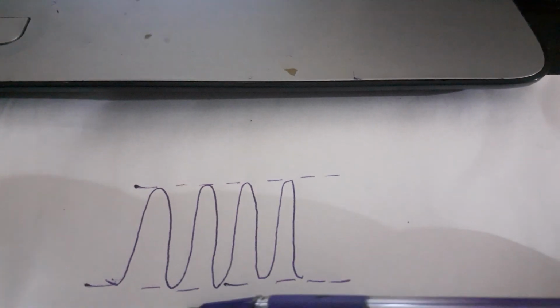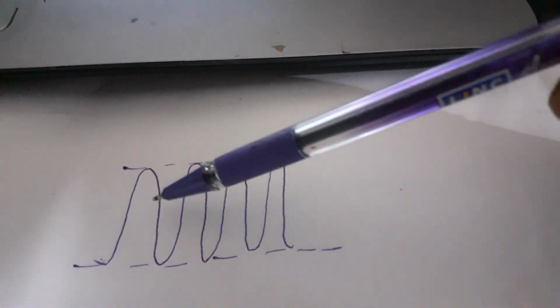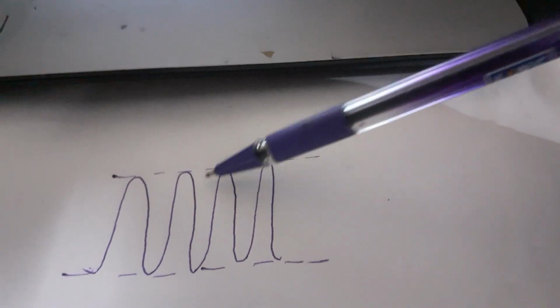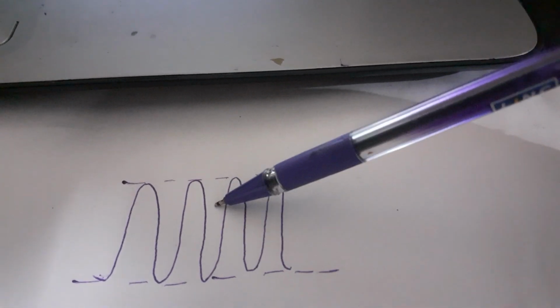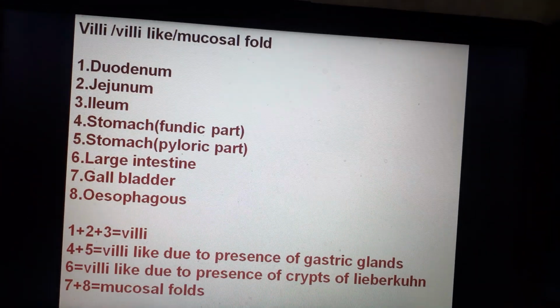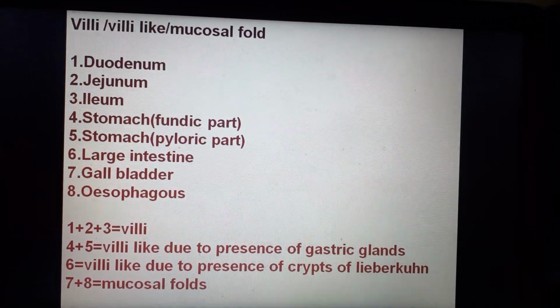And what is villi-like? Suppose this is the outpouching and this is the borderline and this is outpouching, so these are villi. But in another way we can say no, this is borderline and this is not outpouching. In addition to that, this is depression. So the continuous glands arrangement also looks like villi, that is villi-like. Okay, and mucosal fold. We get villi and villi-like mucosal fold.